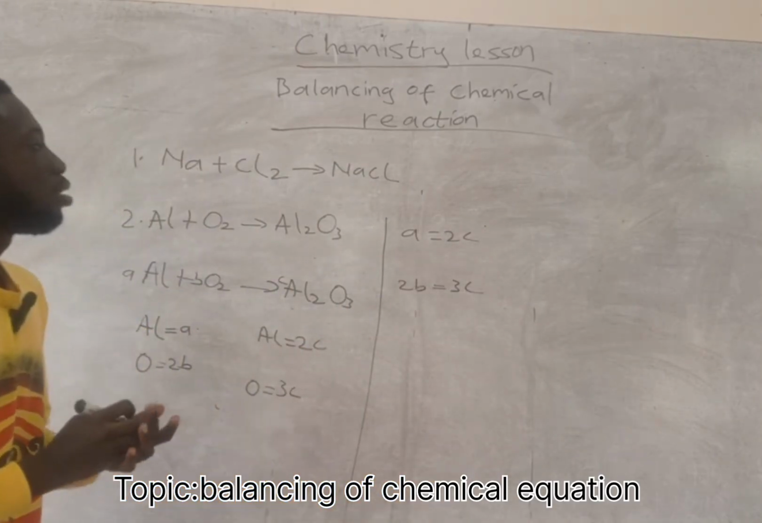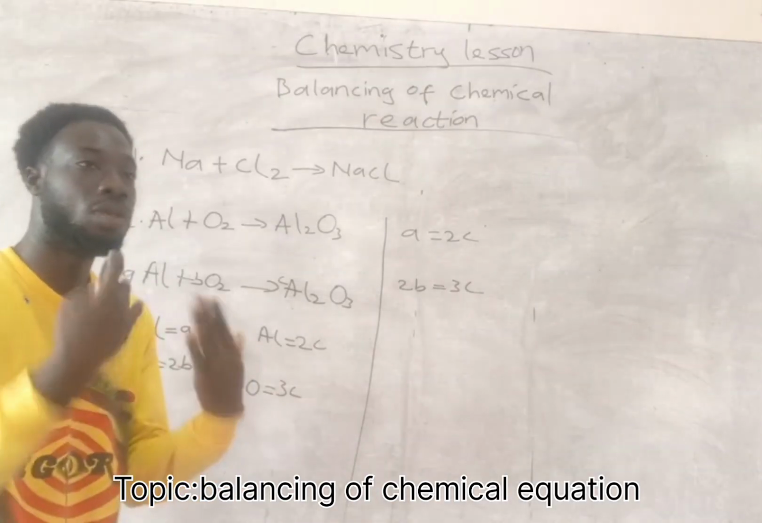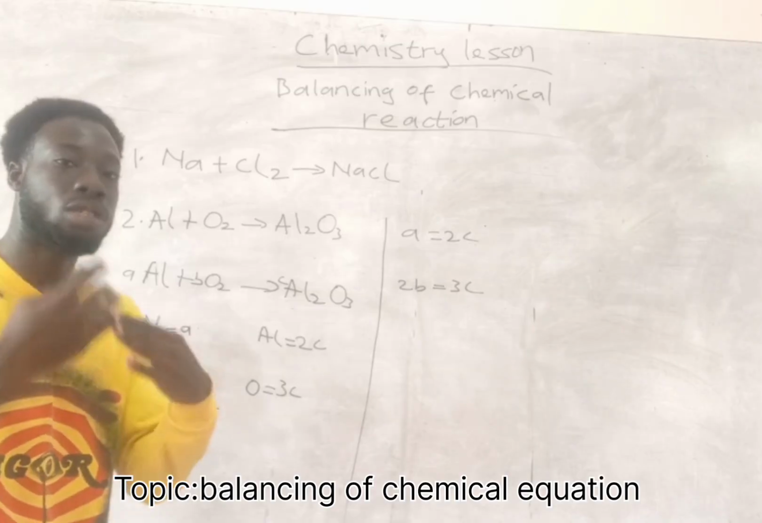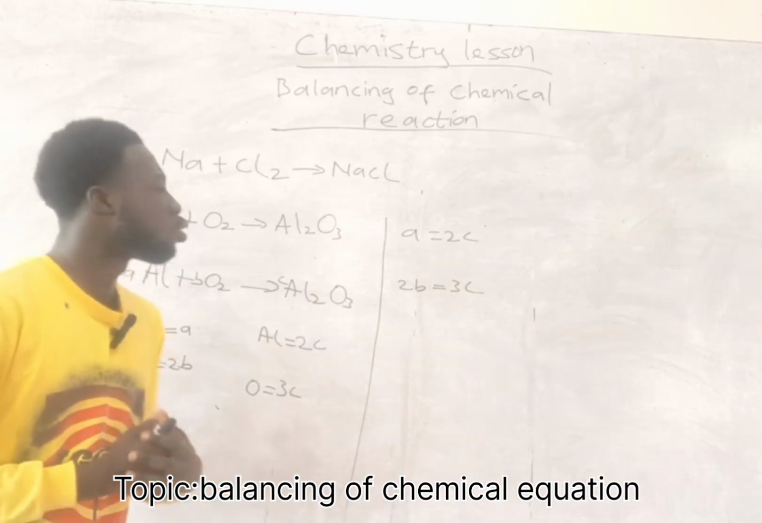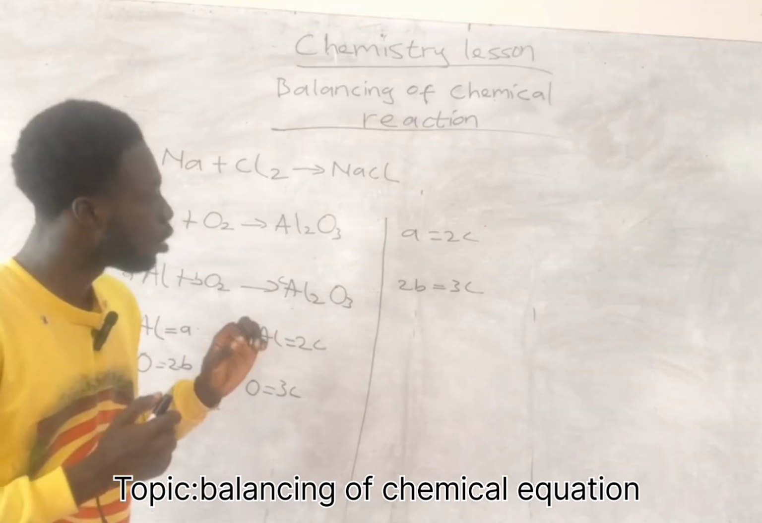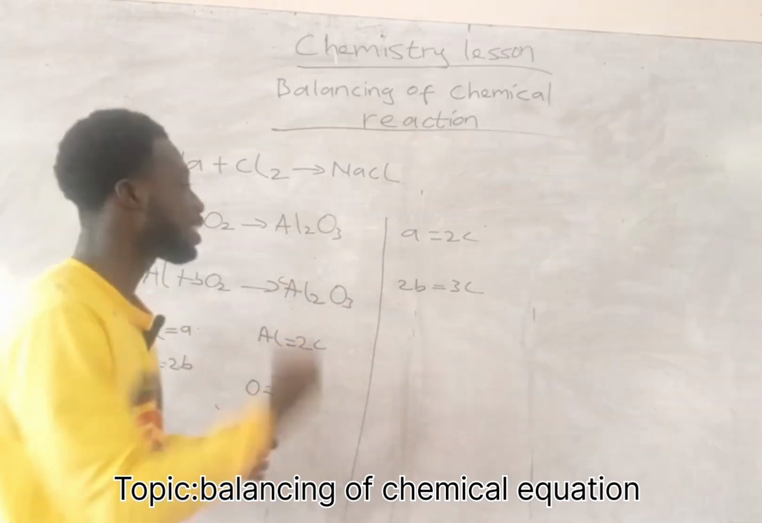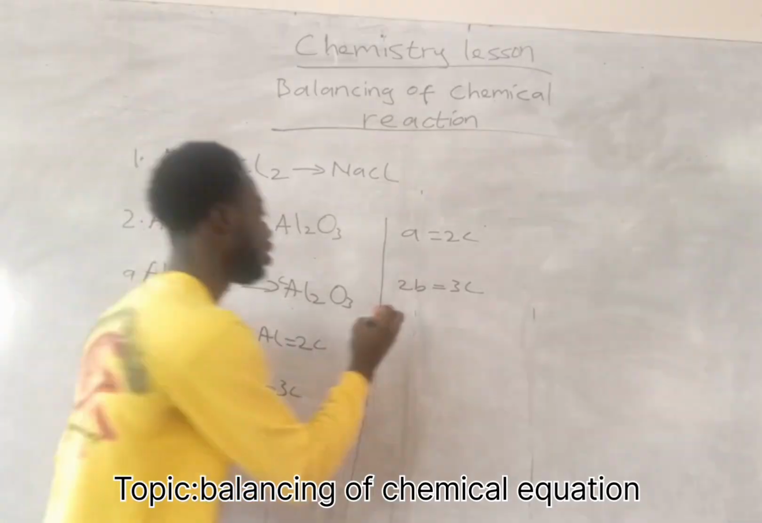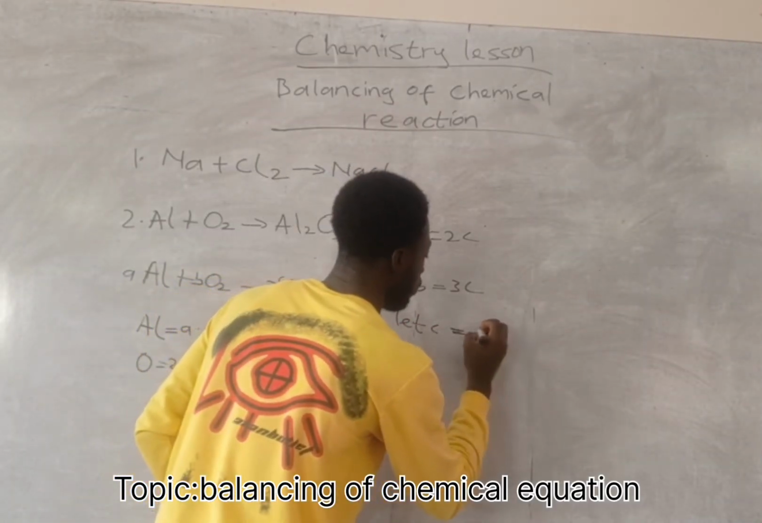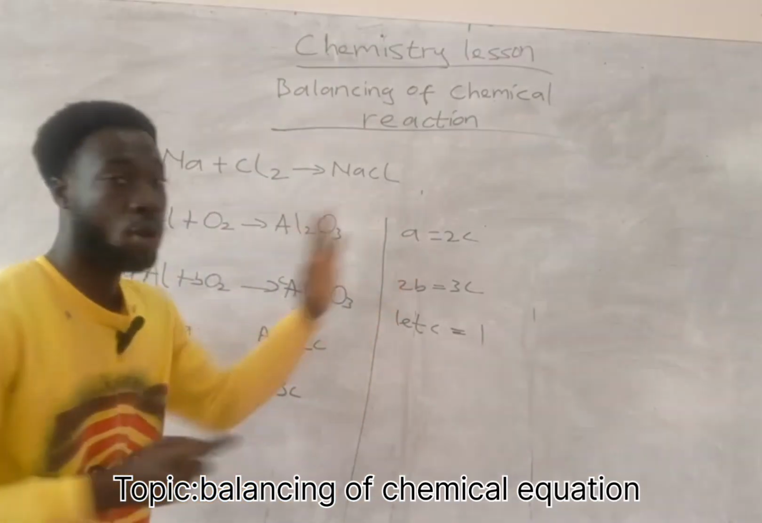All right. So now, which letter are you going to take? Which letter are you going to equate to 1 or 2? Any letter that you can equate to 1 or 2, then you choose it. So with this one, I will choose C, because if I choose C, it will be simple for me. So let C be equal to 1. So wherever I see C, I will put my 1 there.